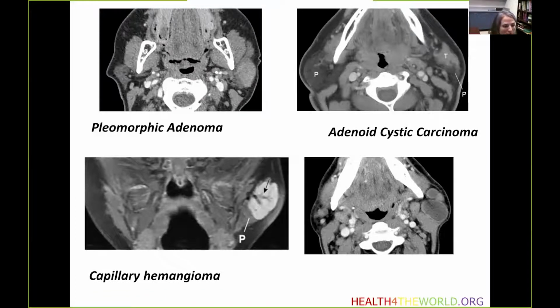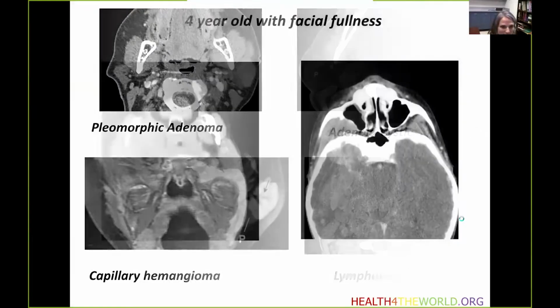Next slide demonstrates a capillary hemangioma, which is a vascular malformation within the parotid gland. And finally, this slide demonstrates a lymphoepithelial cyst within the parotid space in a patient who was HIV positive.